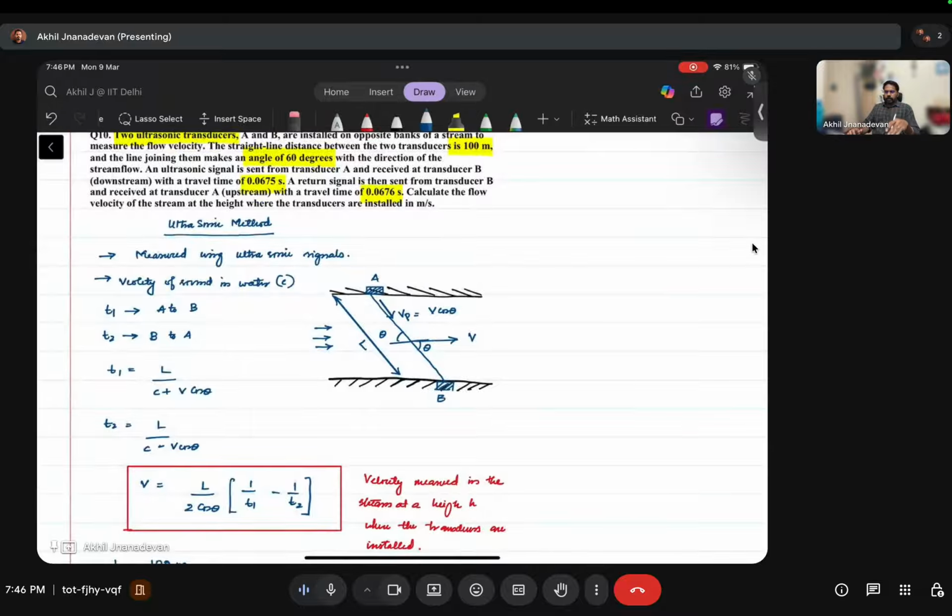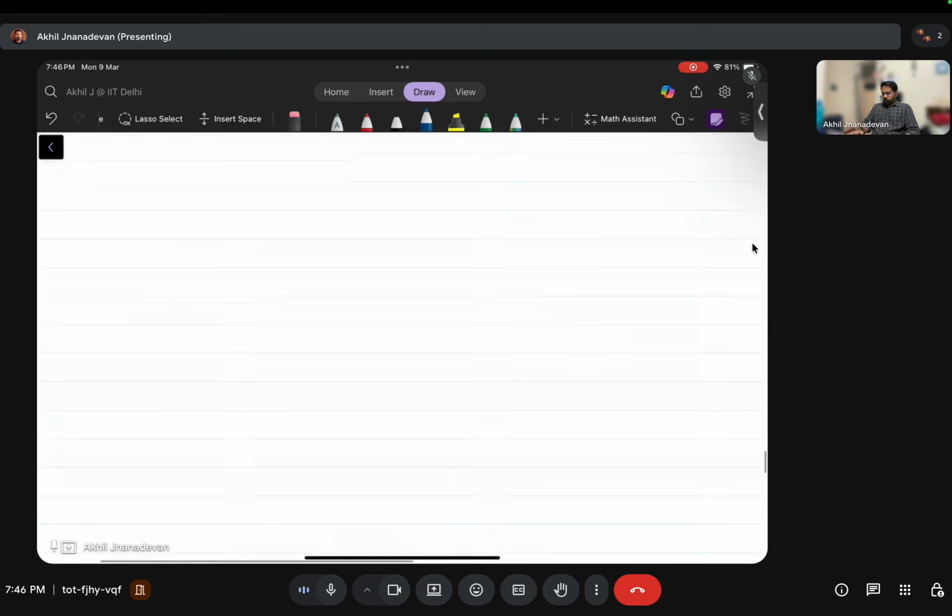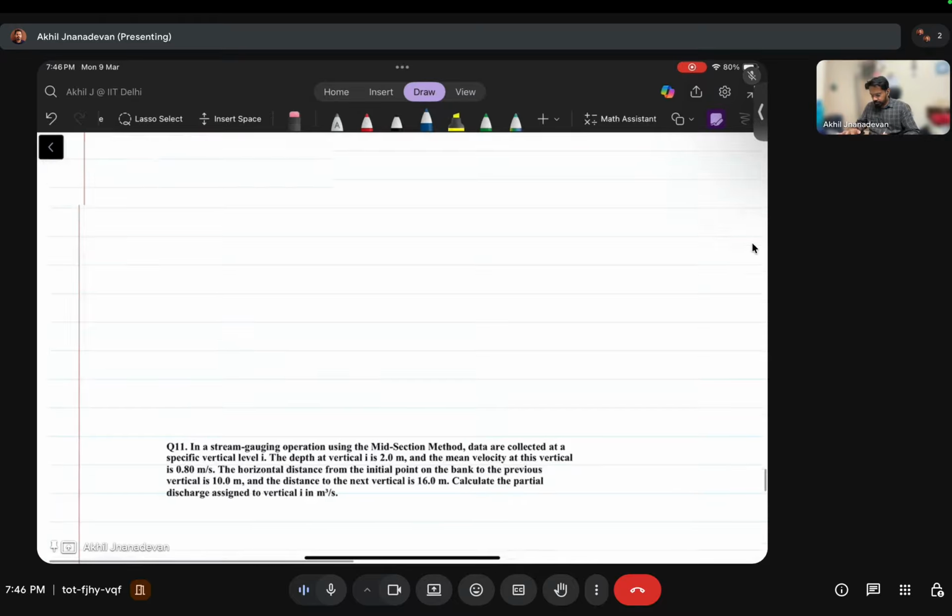We have two banks, with the transducers installed. We will be sending ultrasonic signals from one side to the other side, right? And we will be measuring the time taken. So we can move on to the second last question.